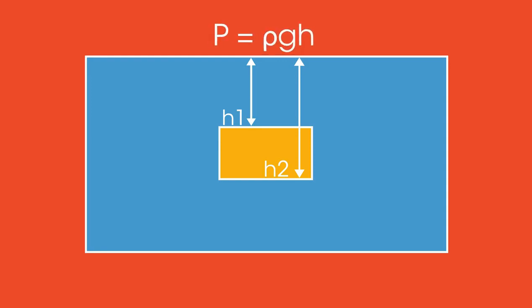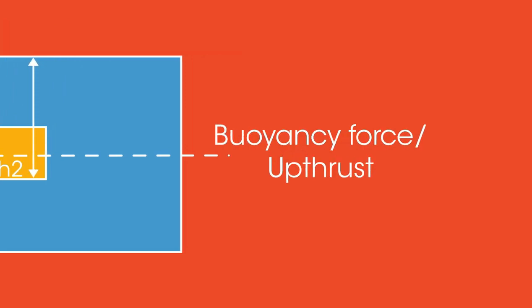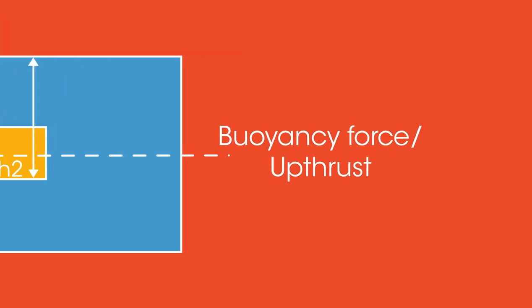Because P equals ρgh, the pressure on the bottom surface due to the liquid must be greater than the pressure on the top surface. This results in there being more force on the bottom surface of the box than there is on the top surface. The difference between these two forces causes a net force upwards called the buoyancy force or upthrust.